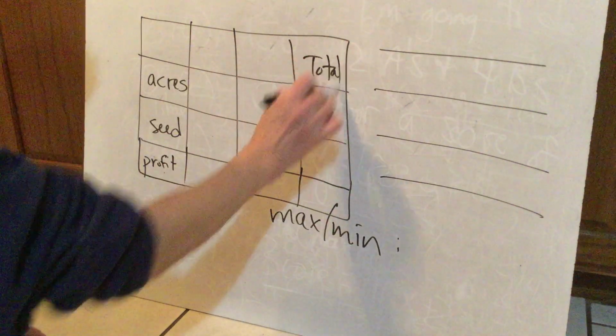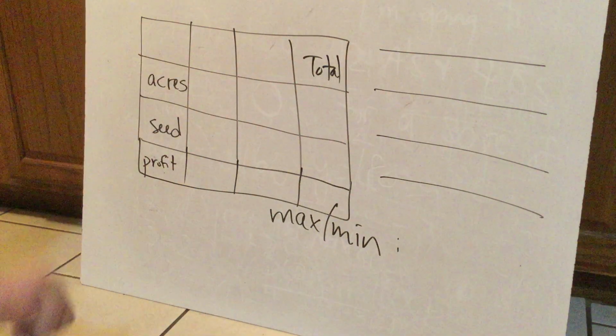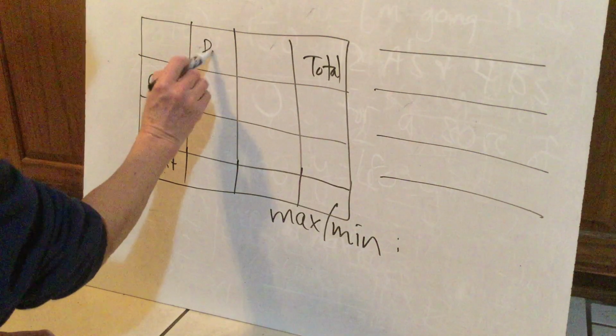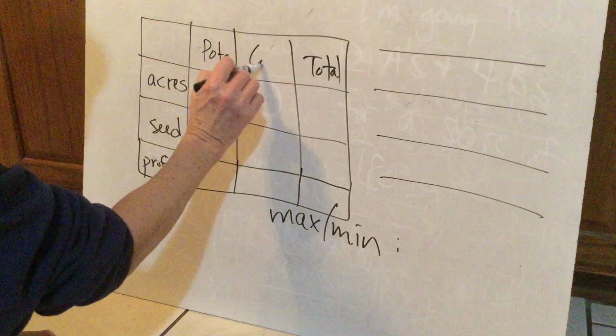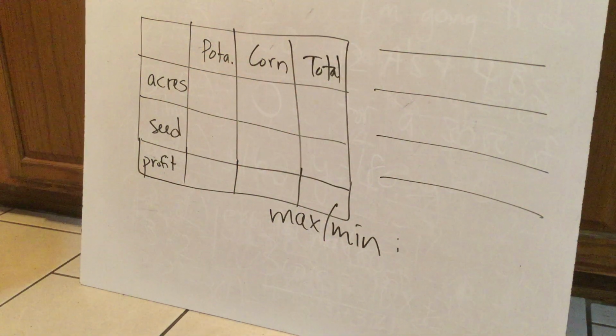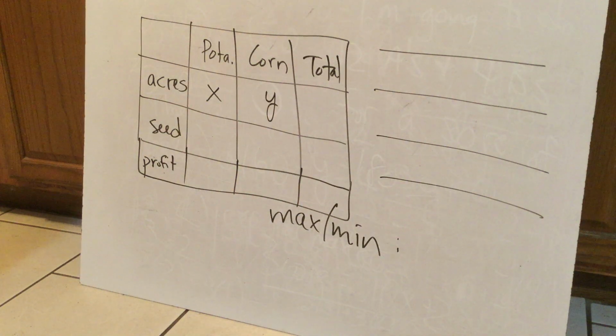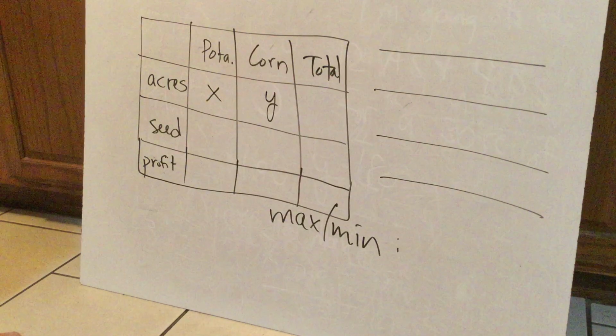This is going to be total over here. Now, what do I have in this problem? I have potatoes and corn. And the question ultimately is, how many acres of corn and potatoes should I plant? So I'm going to let potatoes be X and corn be Y. Because that's ultimately what I have to figure out.